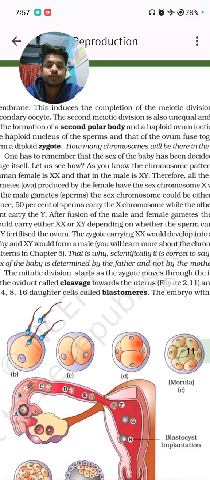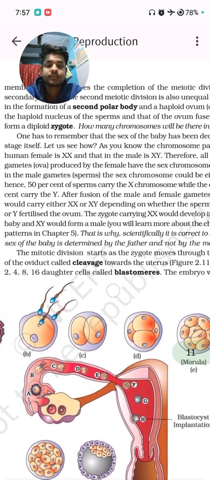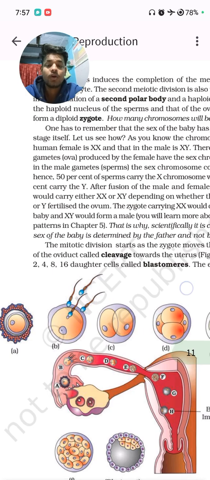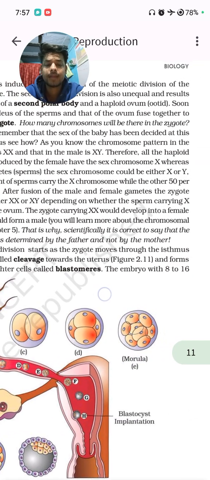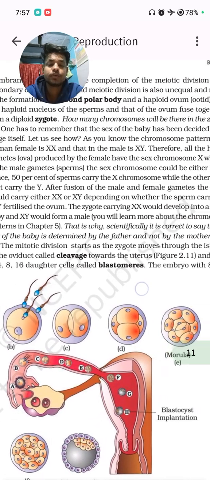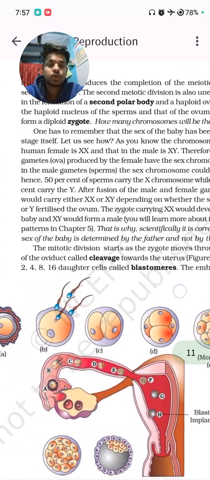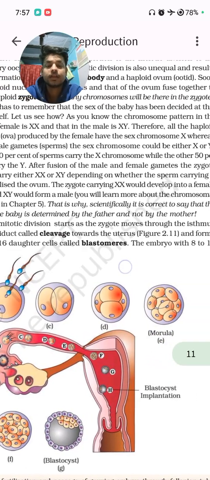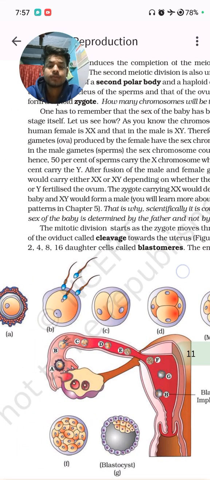After fusion of the male and female gametes, the zygote would carry either XX or XY, depending on whether the sperm carrying X or Y fertilized the ovum. The zygote carrying XX would develop into a female baby and XY would form a male. You will learn more about the chromosomal pattern in chapter 5. That is, scientifically it is correct to say that the sex of the baby is determined by the father, not by the mother.